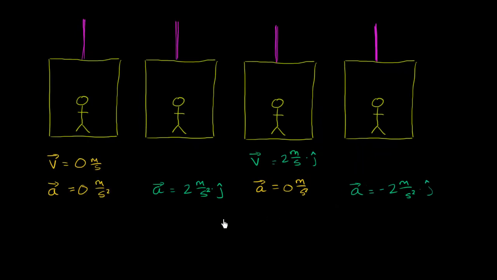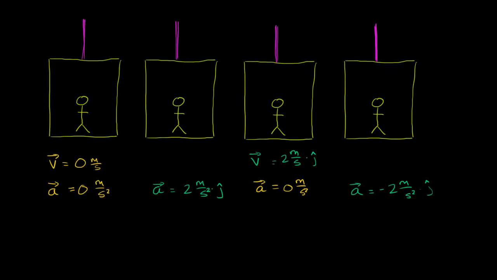So what I want to do is think about what would be the normal force, the force that the floor of the elevator is exerting on me in each of these situations. And we're going to assume that we are operating near the surface of the Earth. So in every one of these situations, I have some type of gravitational attraction to the Earth, and the Earth has some type of gravitational attraction to me.